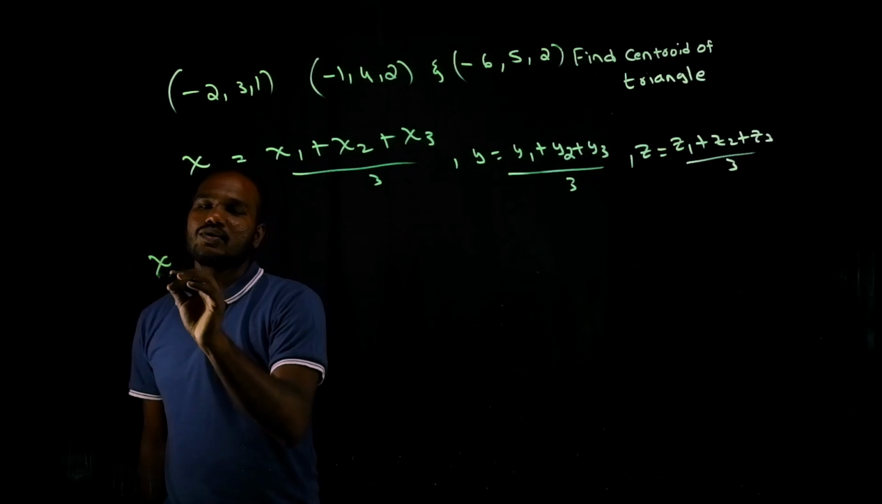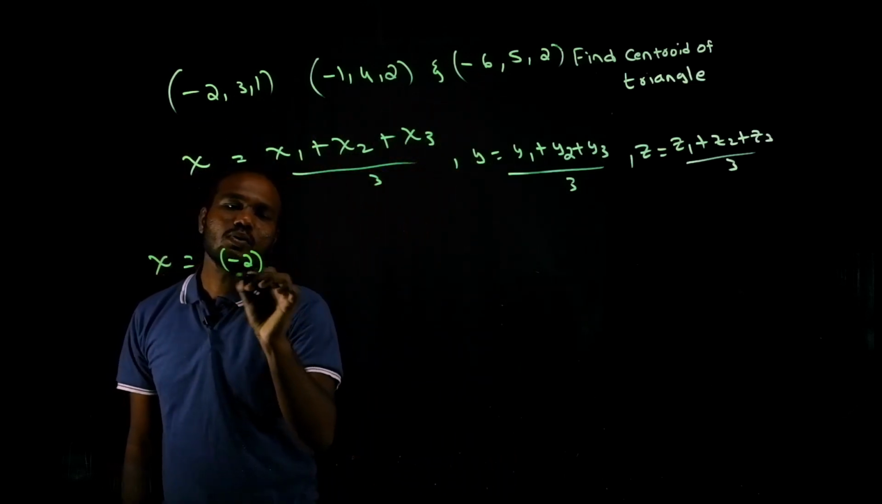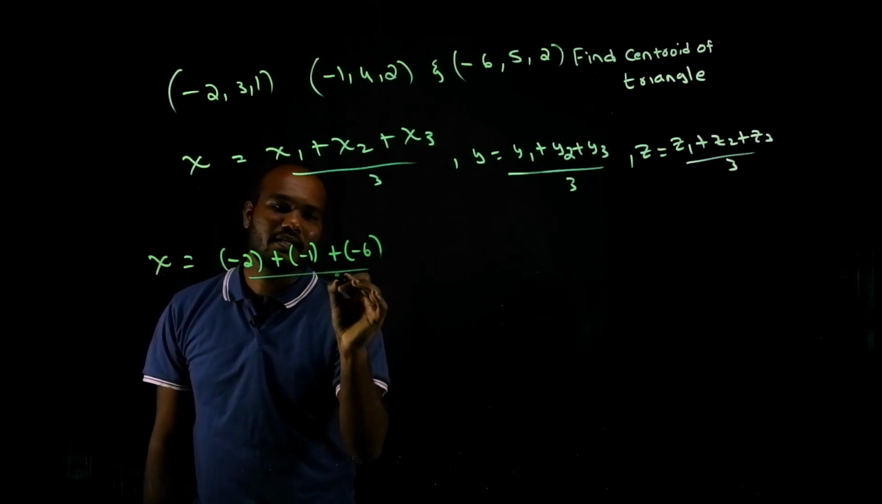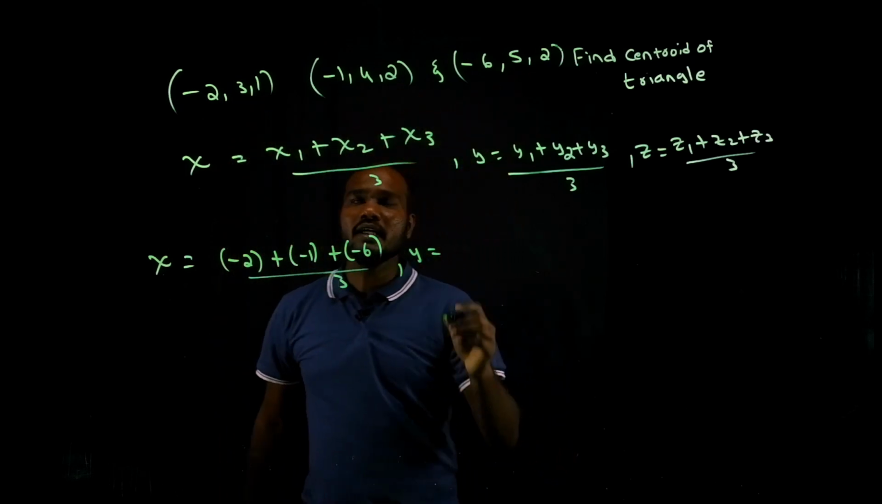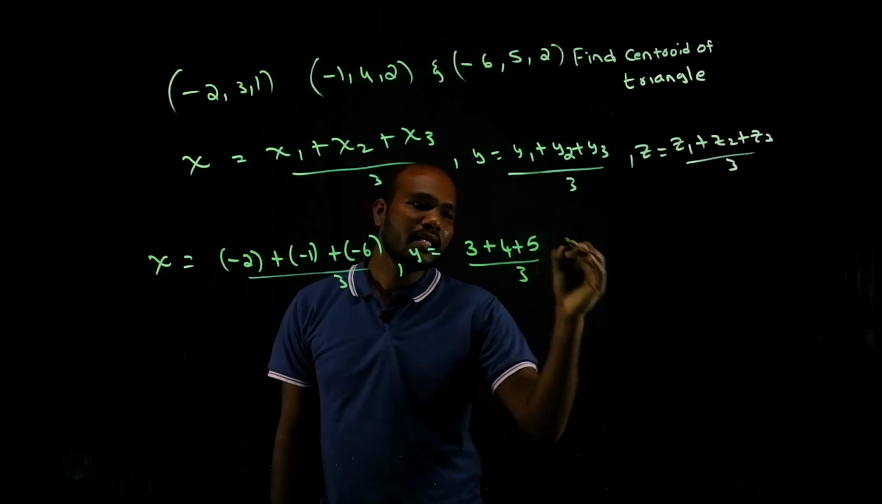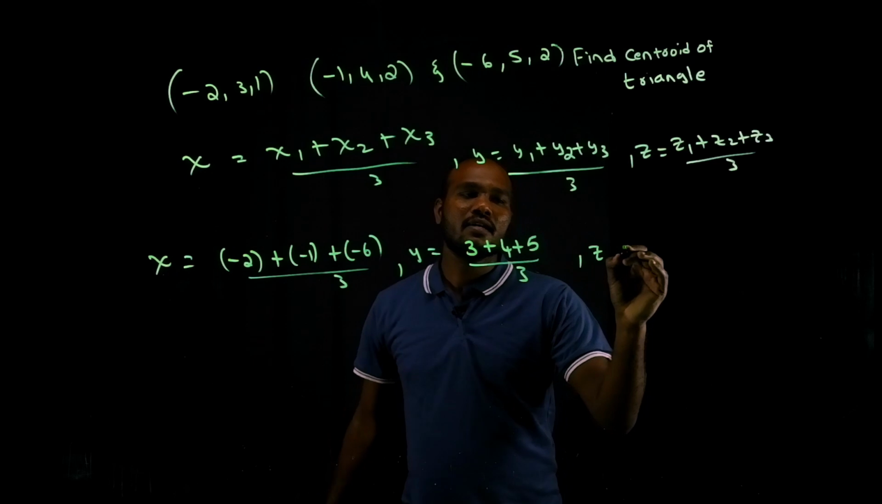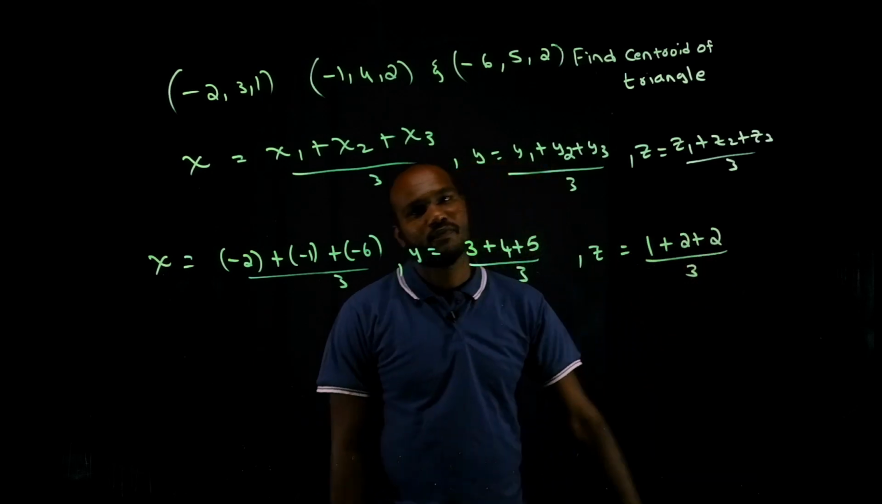So let's substitute it. How to find x? This plus this divided by 3. So minus 2 plus minus 1 plus minus 6 divided by 3. And how to find the y value? This plus this divided by 3. That is 3 plus 4 plus 5 divided by 3. How to find the z value? This plus this. That is 1 plus 2 plus 2 divided by 3.